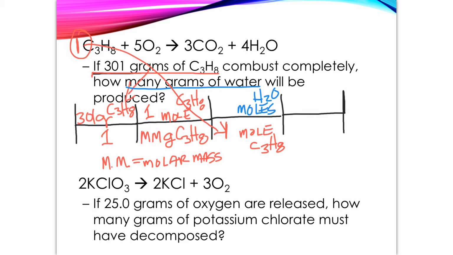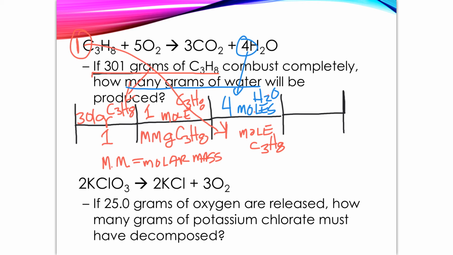And what number goes with the word moles for H2O in our balanced equation? That would be the 4. So here's the 4, so that would go here. So now we know that because it says 1 mole of C3H8 gives me 4 moles of water, and that's what it's telling me here. 1 mole of C3H8 gives me 4 moles of water.